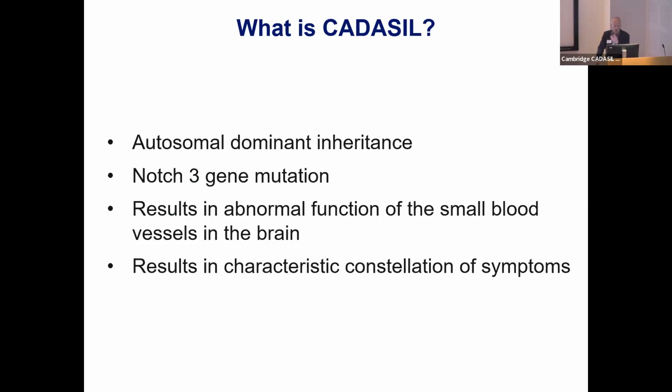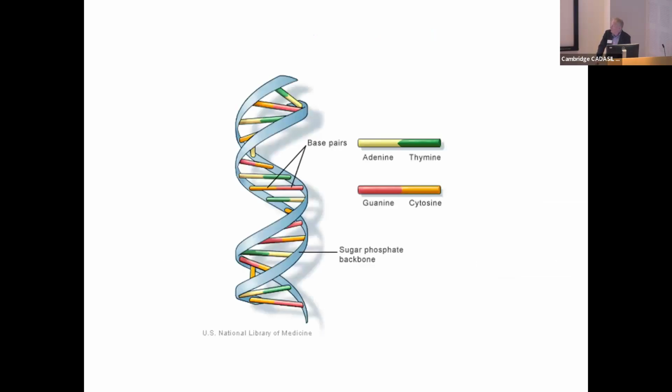As you're all aware, it's caused by mutations in the NOTCH3 gene, and this results in an abnormal protein collecting in the brain, and it results in characteristic symptoms. This is a structure of DNA, which, as you know, was discovered 2 miles down the road in the Cavendish laboratory next to the Eagle pub. You have a double helix, and base pairs which connect with each other and bind these two strands together. And an abnormality in just one of these little units is what causes CADASIL.